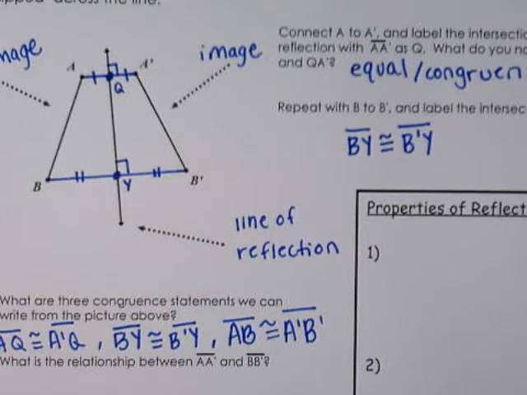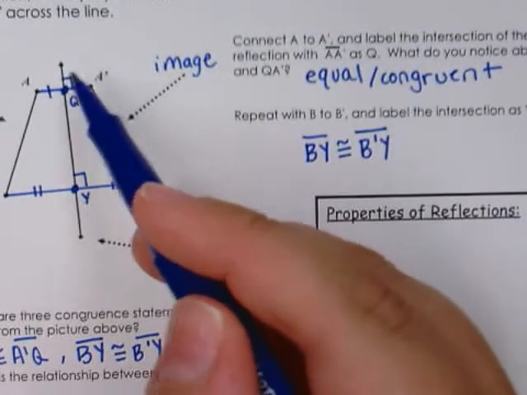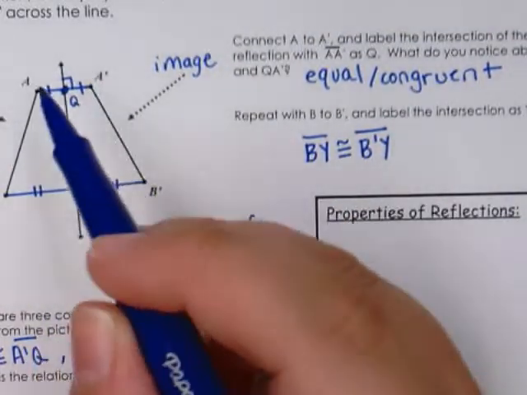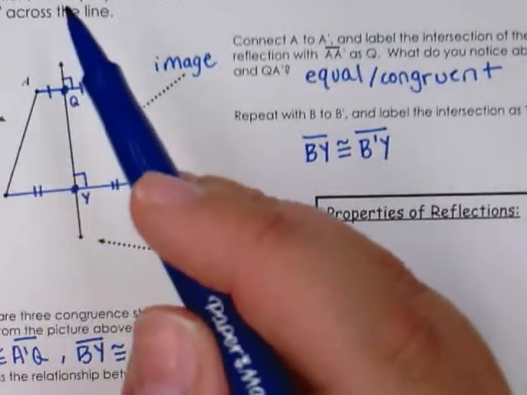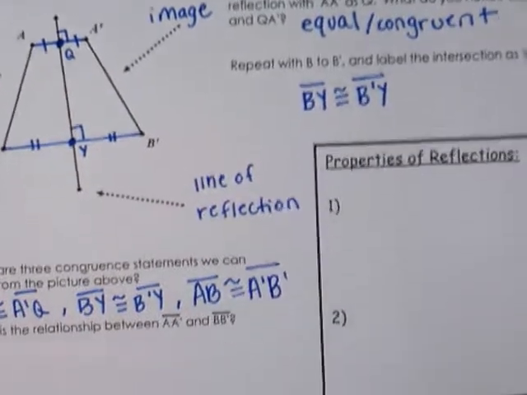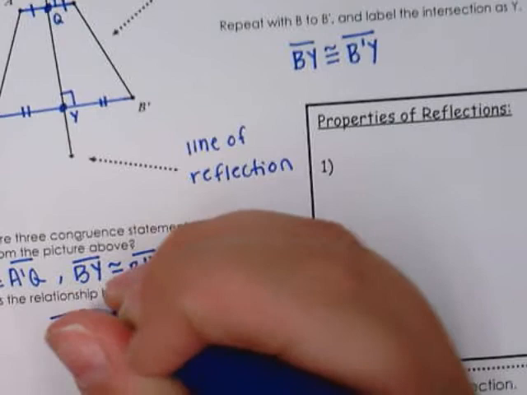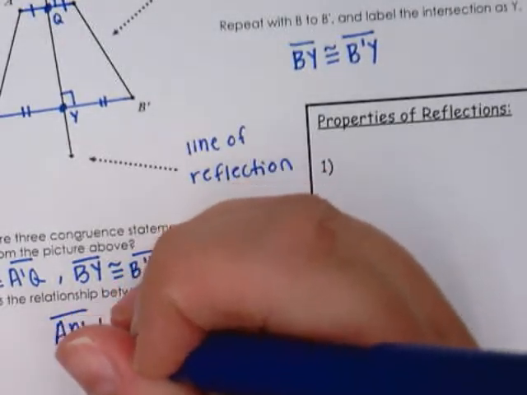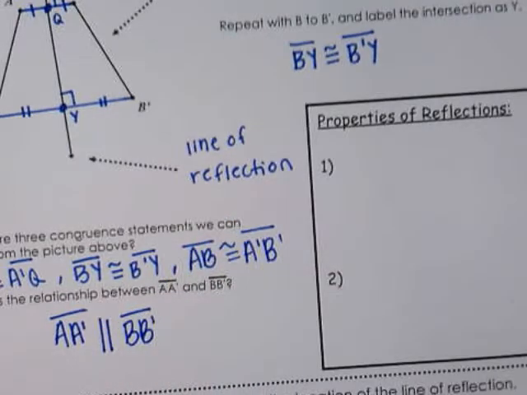Okay, so now we've looked at those congruent pieces. Next it says, what is the relationship between AA prime and line segment BB prime? Well, notice both AA prime and BB prime are both perpendicular to the same line. So if any lines are ever perpendicular to the same line, then we can say that those lines are parallel to each other. So we would say line segment AA prime is parallel to line segment BB prime.